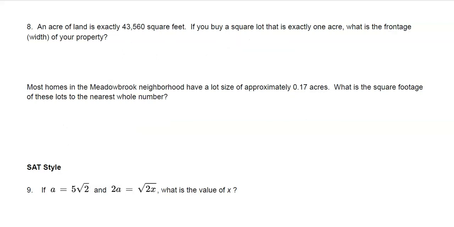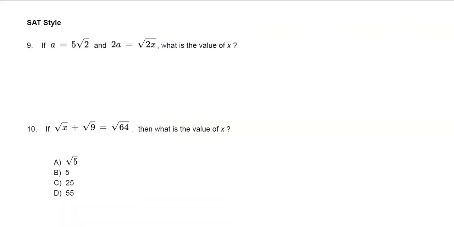Now we look at a couple SAT type problems that involve square roots where they try to trip you up a little bit. So the first one here says, if a is 5 radical 2, then 2a is radical 2x. Well, basically, we're just doubling it. We're just timesing it by 2. So 2a really is going to come out to be 10 radical 2, because when I double 5 radical 2, I get 10 radical 2.